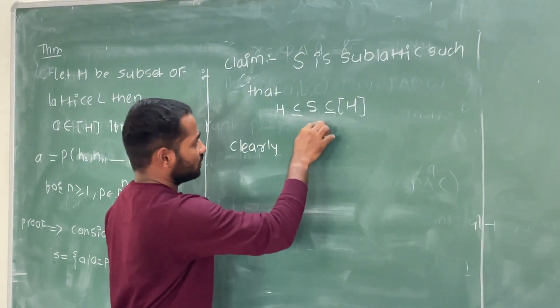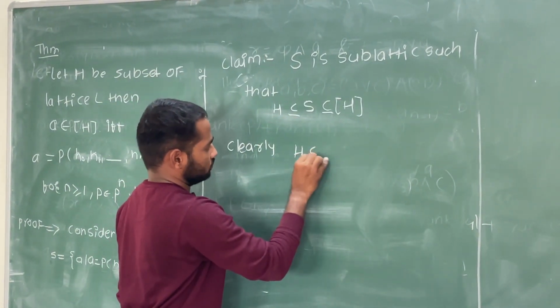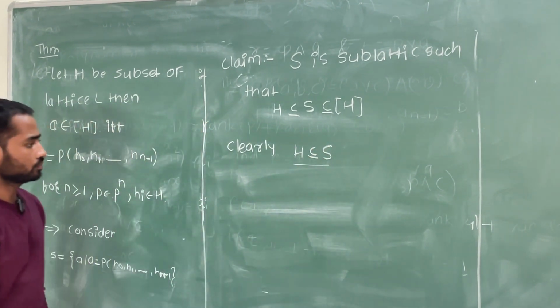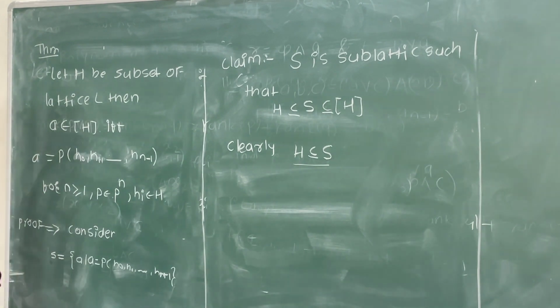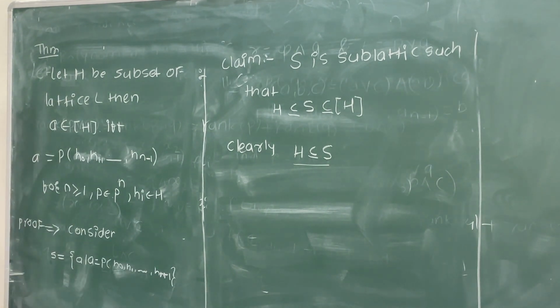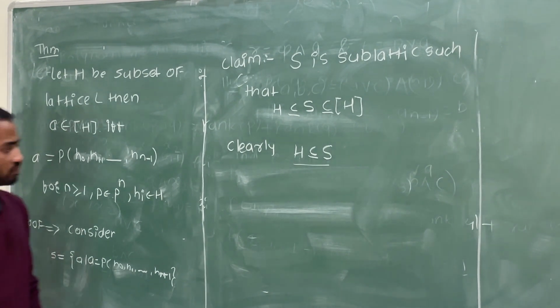Clearly, H is a subset of S. Why is H a subset of S? That means, why is every element of H in S? Can you represent every element of H as the value of some polynomial? What is that required polynomial? Right, small h belongs to H.